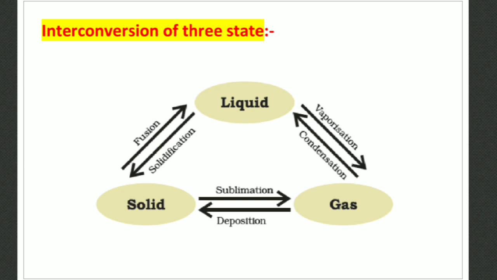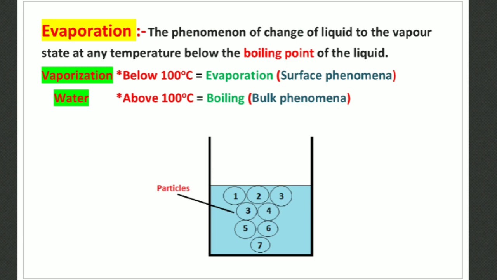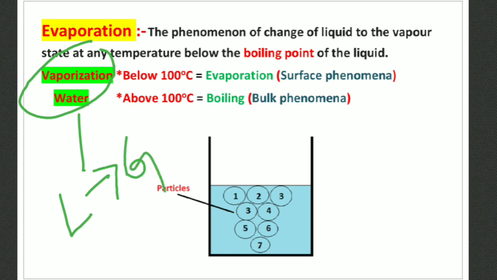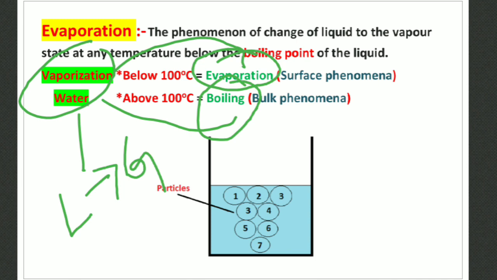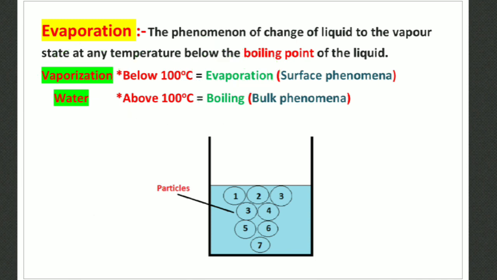Okay, so let's go to the next: vaporization. So what is vaporization? Actually, it is the phenomenon of change of liquid to vapor state at any temperature below its boiling point. Remember this point, below its boiling point. So vaporization means the conversion of liquid state into gaseous state. Vaporization is of two types: one is evaporation and one is boiling. Evaporation is a surface phenomenon. On the other hand, boiling is a bulk phenomenon.